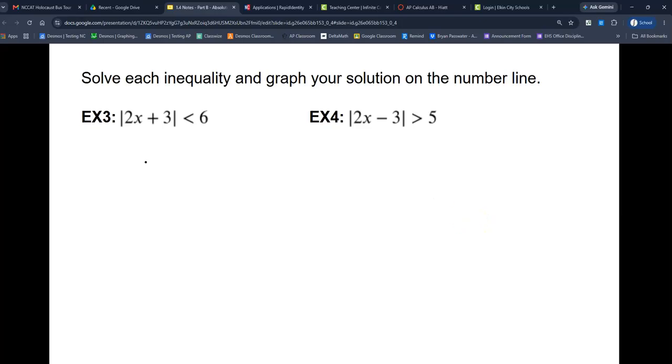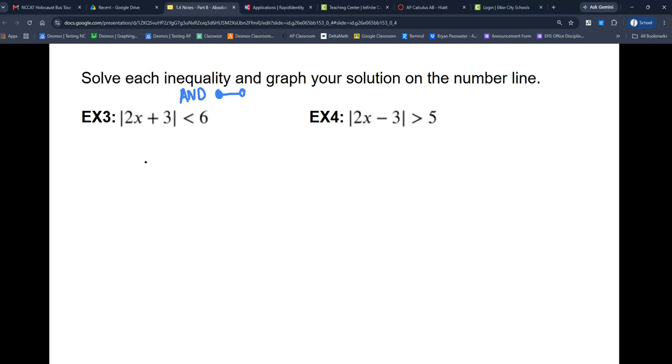First thing I always want you to do, and it's hard to remember to do this, is I want you to look at your inequality. If the absolute value bars are by themselves, are they by themselves here? Yes. I'm going to look here and see if I have a less than or a greater than. I have a less than right here. This is an and problem. Not always, but most of the time, an and problem is between two numbers.